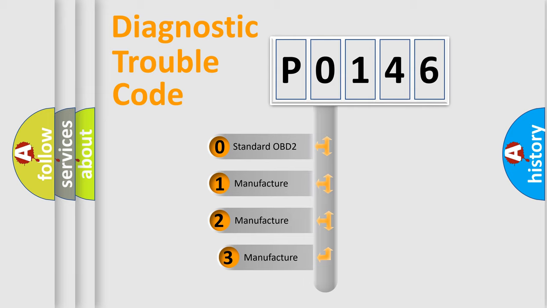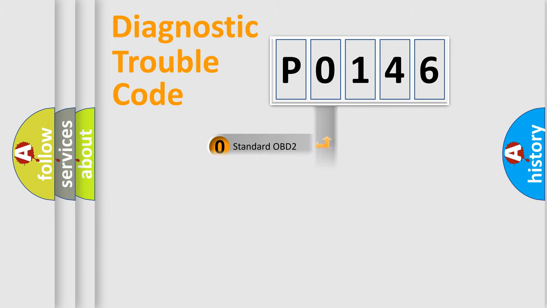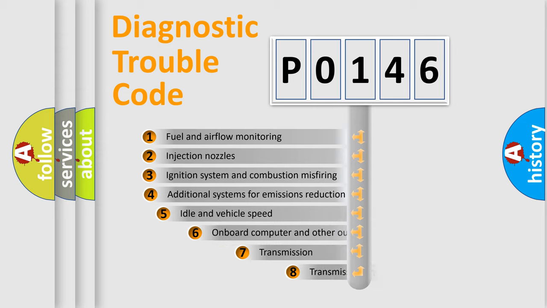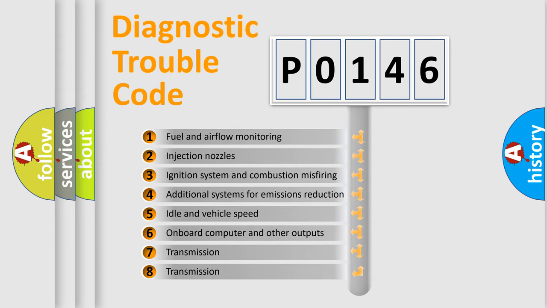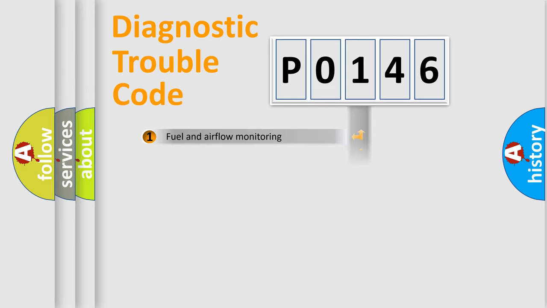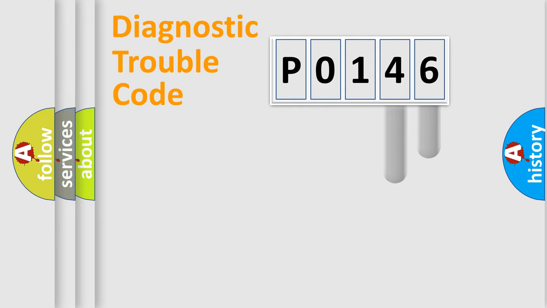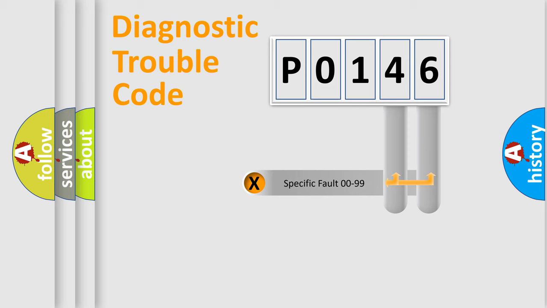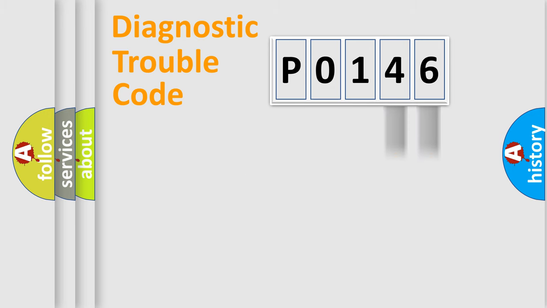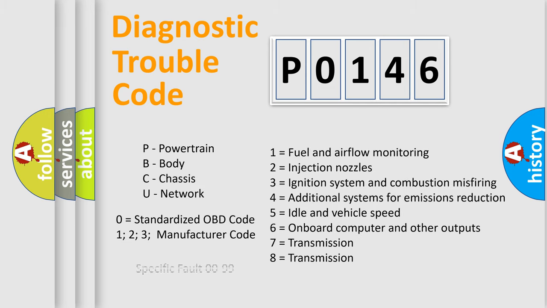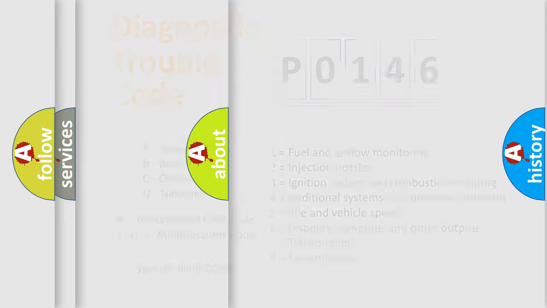If the second character is zero, it is a standardized error. In the case of the numbers 1, 2, 3, it is a manufacturer-specific error. The third character specifies a subset of errors. The distribution shown is valid only for the standardized DTC code. Only the last two characters define the specific fault of the group. Let's not forget that such a division is valid only if the second character is expressed by the number 0.